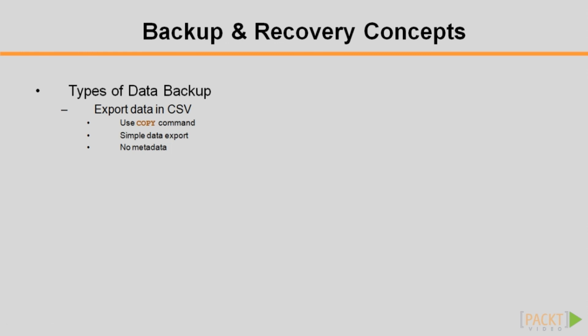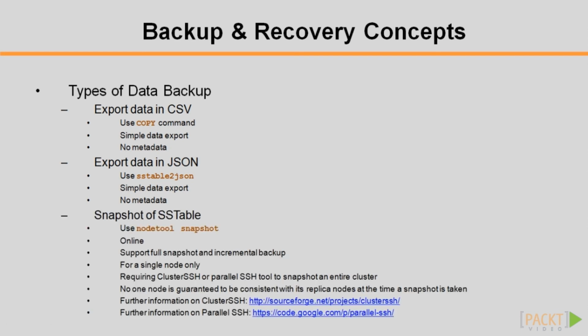If we focus solely on the data itself, we can use the CQL COPY command to export the data into CSV files. Alternatively, we can use the sstable2json utility to export the data in JSON format. These two options don't include metadata information, and we need to take care of it ourselves. Another choice is taking a snapshot of SSTables by the nodetool snapshot command. It supports online full snapshot and online incremental backup as well.